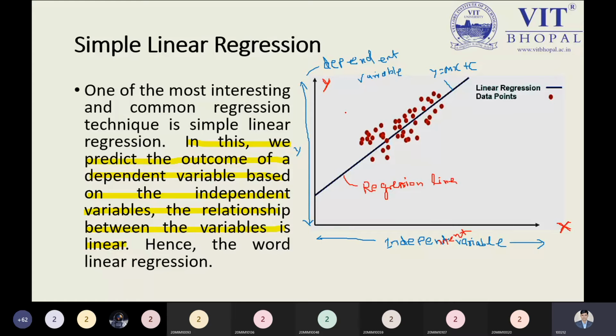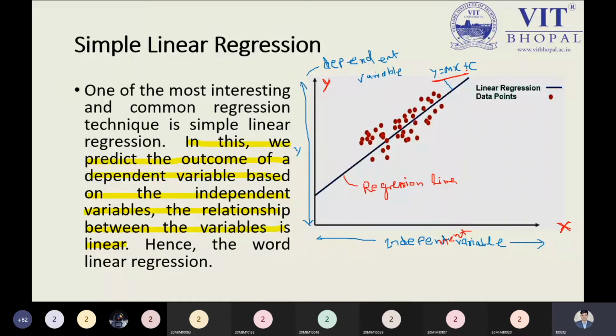So we have a dependent variable and an independent variable. Based on the independent variable, our dependent variable will be predicted. So we are plotting all the data. After plotting all the data, the linear regression line shows a straight line. Why is this a straight line? Because y equals mx plus c is the equation of a straight line.